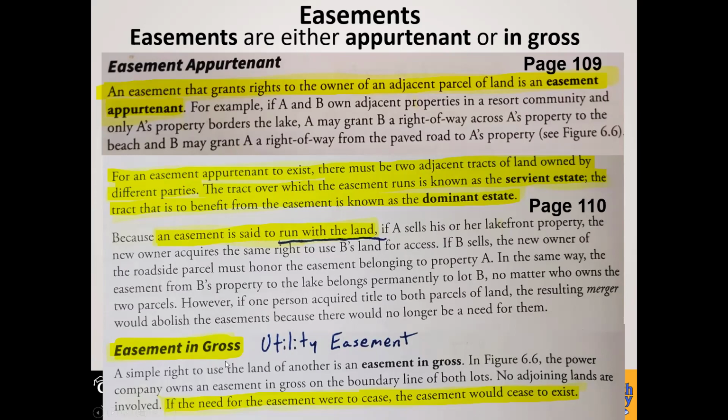An easement in gross is a utility easement, for public utilities like gas lines, sewer lines, electric, telephone poles, you name it. So if the need for this easement were to cease, the easement would cease to exist. That sentence only applies to an easement in gross. That's the only type of easement where the easement would cease to exist if the need for it was no longer there. So, easement in gross is a utility easement.